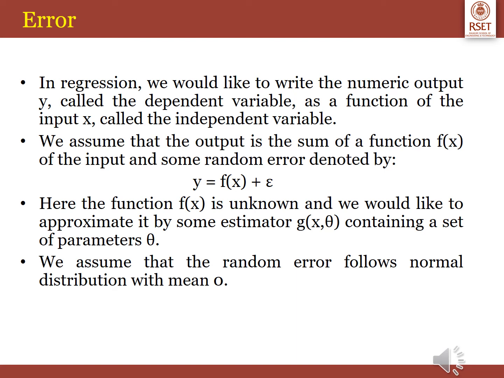In regression, we would like to write the numeric output y, that is the dependent variable, as a function of independent variables. We assume that the output is the sum of a function f(x) of the input and some random error epsilon. So it can be denoted by y = f(x) + epsilon, where epsilon is the error. Here the function f(x) is unknown, and we would like to approximate it by some estimator g(x, theta) containing a set of parameters theta. We assume that the random error follows a normal distribution with mean 0.